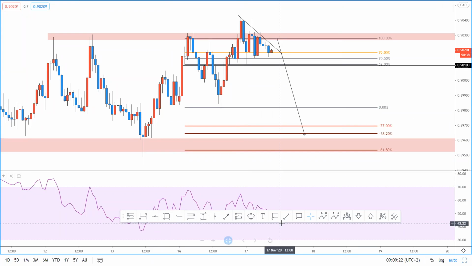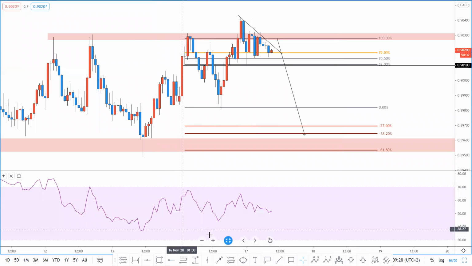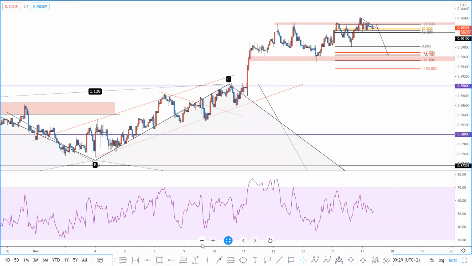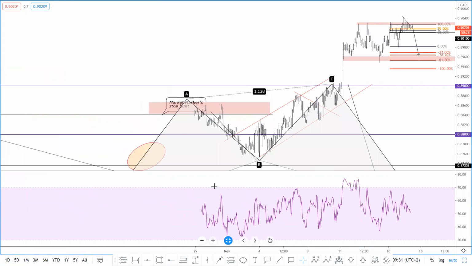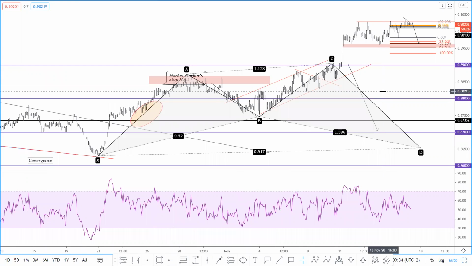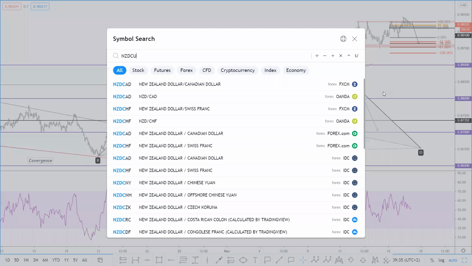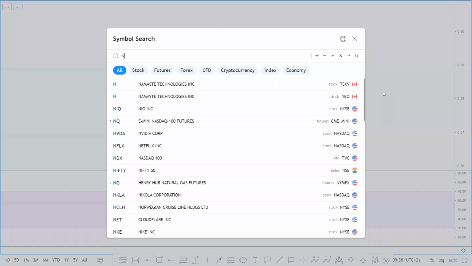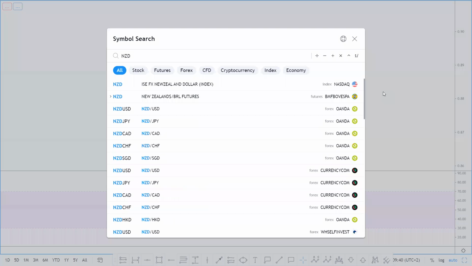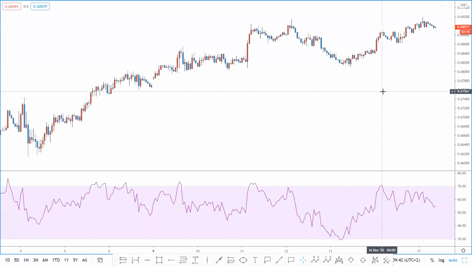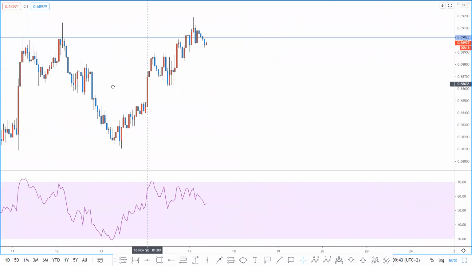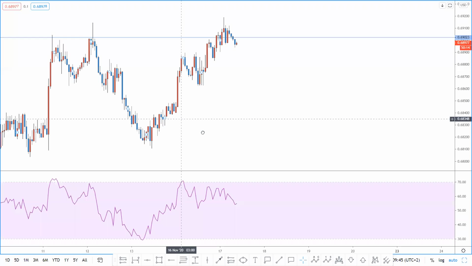Because it's forming a continuation structure, but we need the continuation structure to first be violated before we can decide otherwise. You can see NZD did the same thing as NZD USD. It failed our structure because of the US elections. This one I already deleted, but yeah.